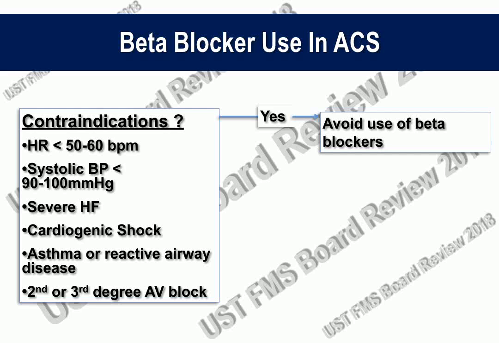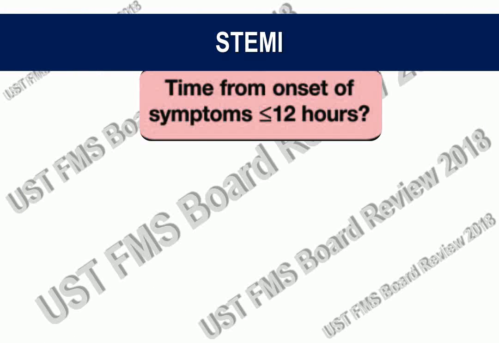Now, you also need to be aware of the contraindications to beta blockers. And of course, anytime you have persistent bradycardia or second or third degree AV block, hypotensive patients, severe heart failure or cardiogenic shock, and of course your asthma or reactive airway disease, you have to avoid use of these beta blockers.